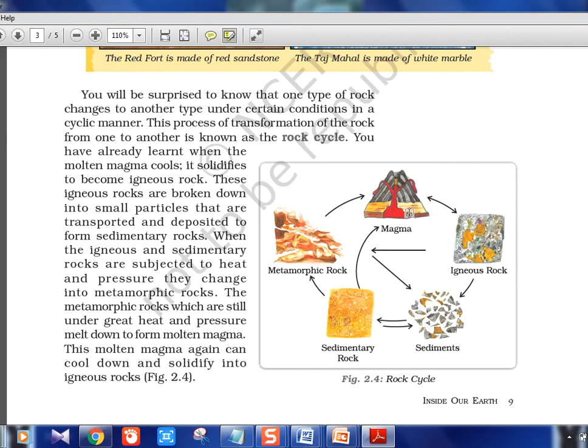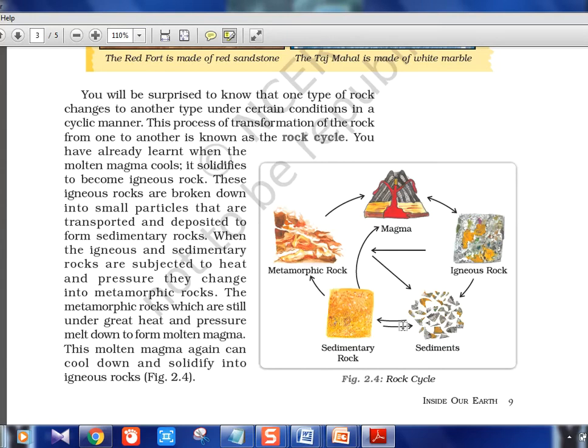So this is again the simple picture. Magma, igneous rock, breaks down, becomes sediments. Sediments will become sedimentary rocks. Under high temperature and pressure, it will become metamorphic. See here also an arrow is there. Igneous rock can convert into metamorphic rock. Metamorphic can break down and form sedimentary. So it is all interchangeable.